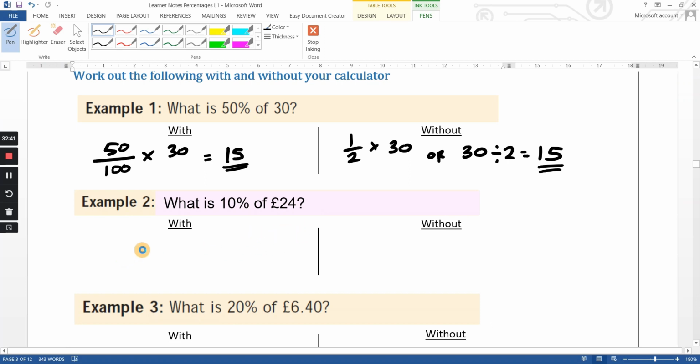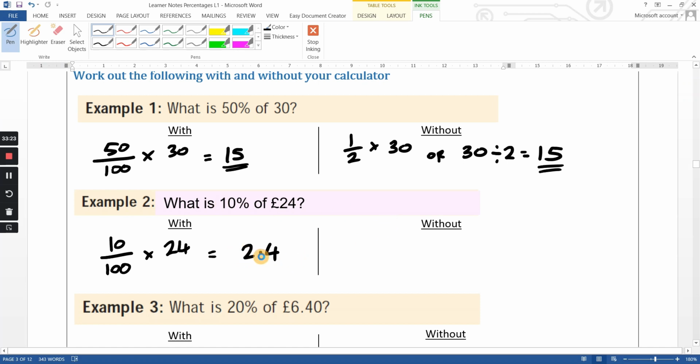Let's do it with the calculator. Again, it's another straightforward question, hopefully. 10% means you divide by 10, but let's just do it with the calculator. So 10% of 24, if you put that in your calculator, it comes up as 2.4. You might need to press S-D if it comes up as a fraction. So you should get 2.4 on your screen, but this is not your final answer.